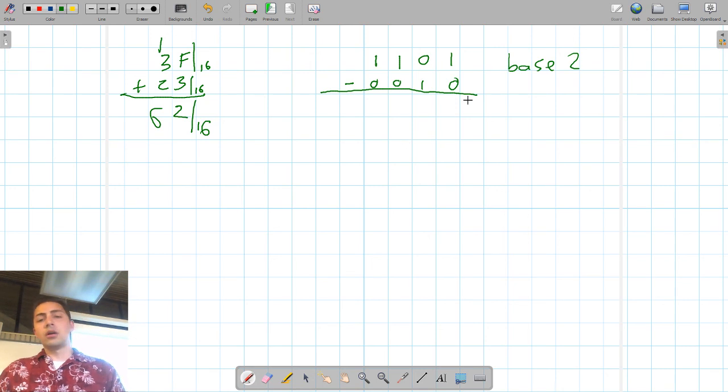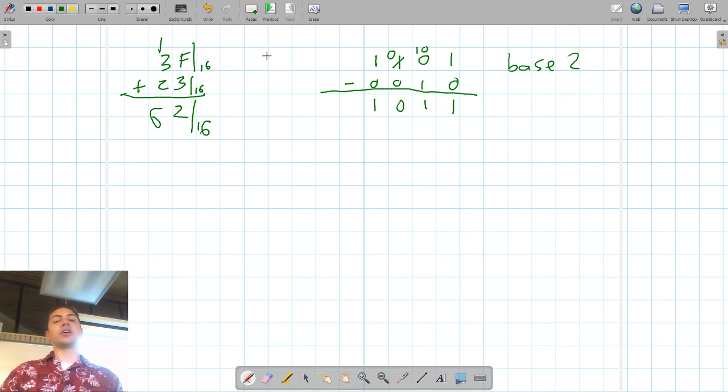All right, going through this now. Let's see. 1 minus 0 is 1. 0 minus 1 we can't do. So we take 1 from the 4's place, make it 0 4's, regroup. You change that to 1 0 in the 2's place. That's 2 minus 1 is 1. 0 minus 0, that one's a tough one. 0. 1 minus 0 is 1.